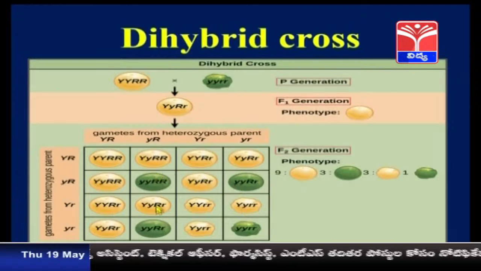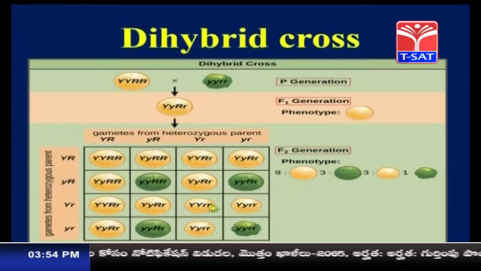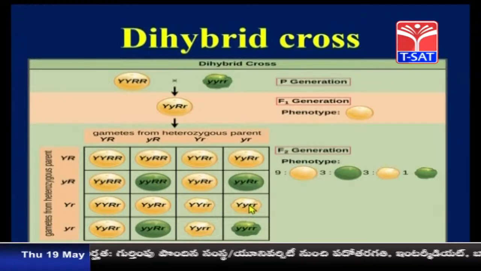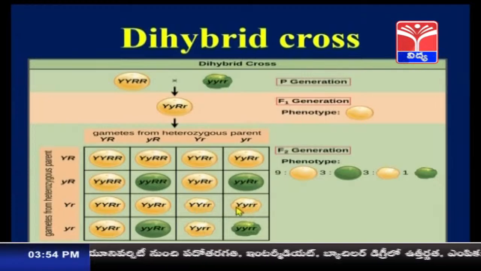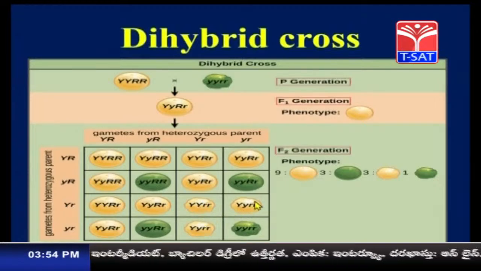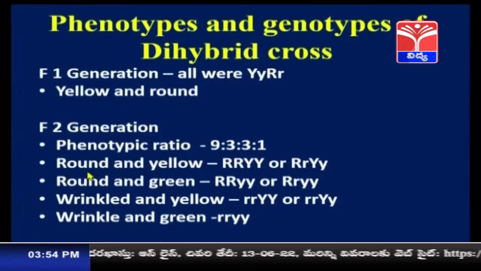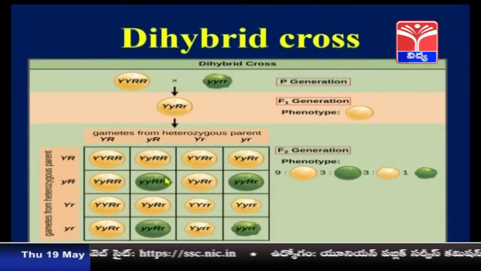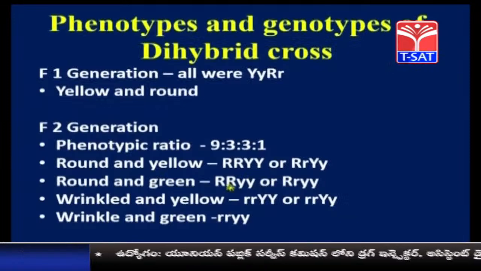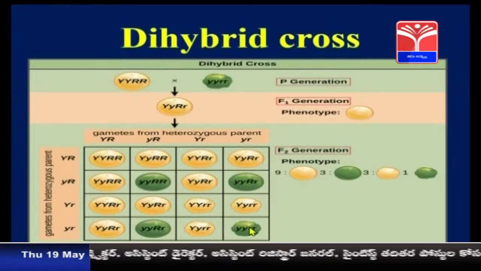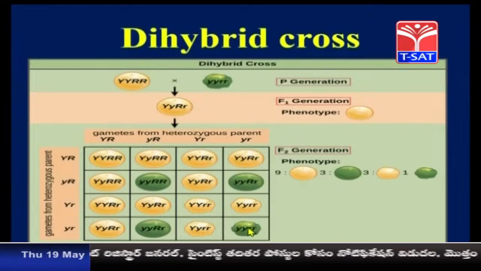So, these 3 showing 3 green. And another one over here in the last, this is a small 4 boxes. We can show one dot, one dot, one dot and try to connect, we get one triangle. So, this is again yellow color, right. So, what we get over here is the same thing: round and yellow, which is 9, and round and green, these 3 are round and green, 3 in number, then here wrinkled and yellow 3, and then pure green with wrinkled 1.